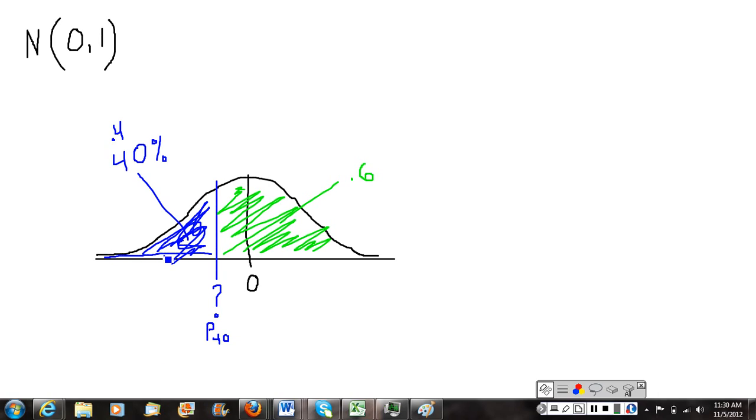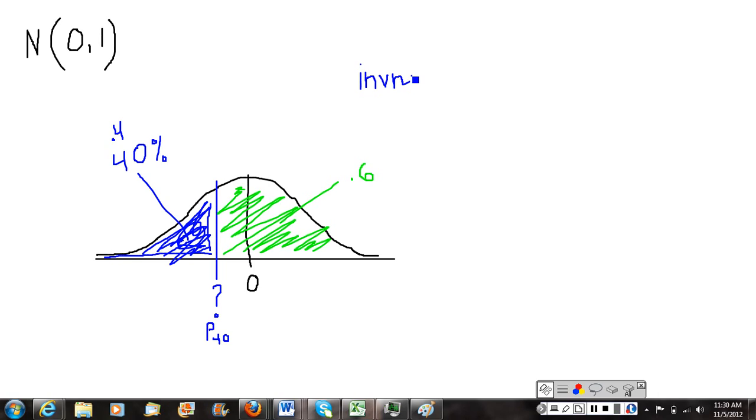So now we want to think about the two calculator commands we have to use, normal CDF or inverse norm. And whenever we know a percentage, inverse norm is the calculator command that can give us a value on the horizontal axis. So we want to use inverse norm to get our answer here.